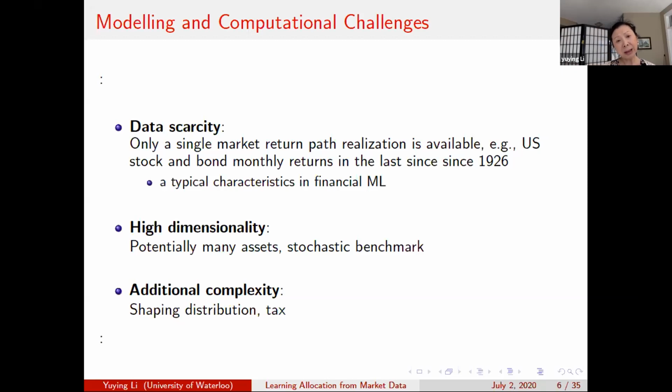And the second challenge is that the problem can actually become high dimensional. You may think about just stock and bond, or you may think about looking at different indices and different funds as choices of my assets. And if I want to beat a stochastic benchmark, I want to actually formulate the problem in that way, and the dimensionality of my problem also increases.